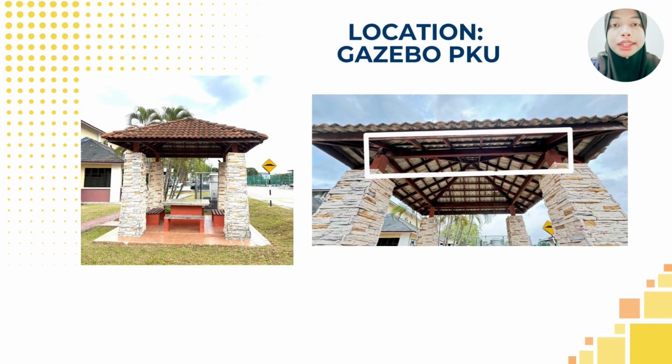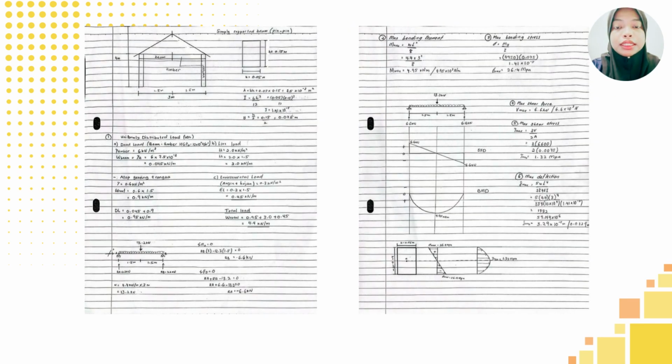So this is my chosen location, which is the Gazebo PKU, just beside the PKU building. And I chose the beam that supports the roof. Next is calculations. So this is my beam calculations.